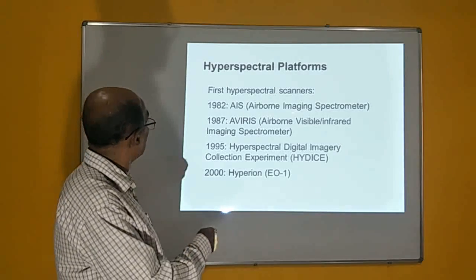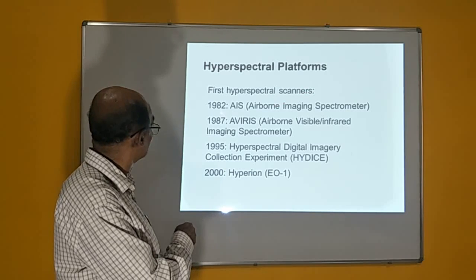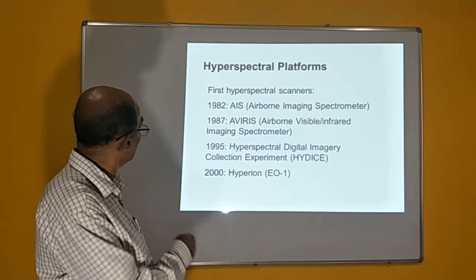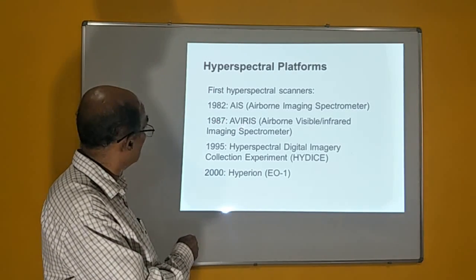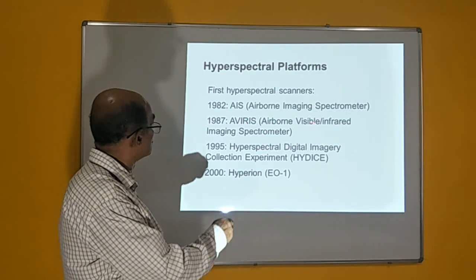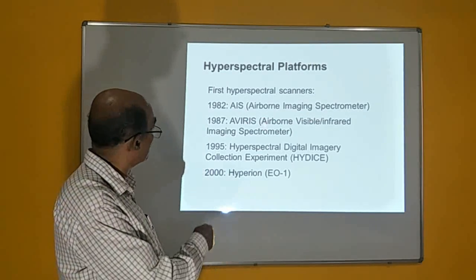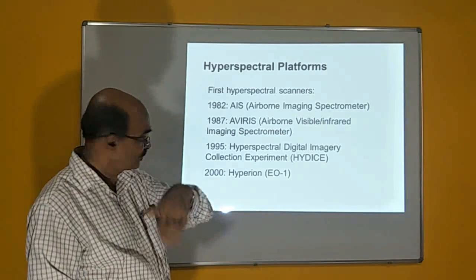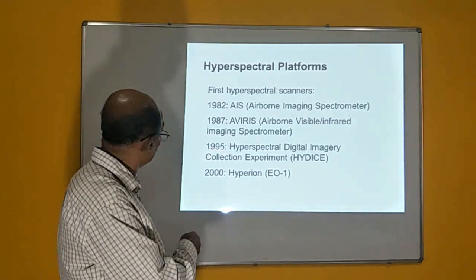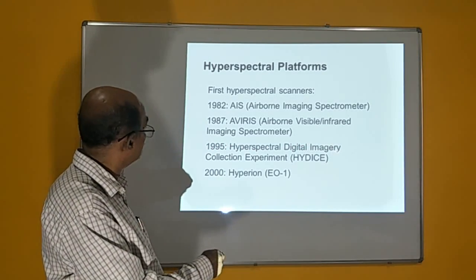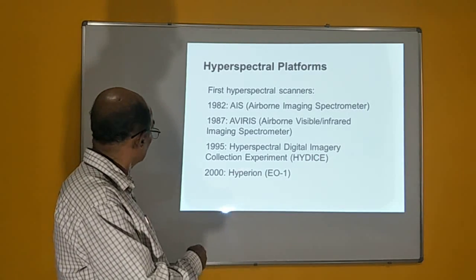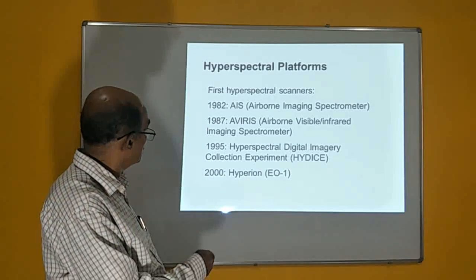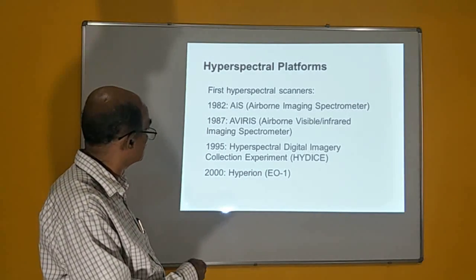See, we have hyperspectral platforms, first hyperspectral scanners. This was experimented during 1982, airborne imaging spectrometer. Then during 1987, AVIRIS airborne. See, the platform used here is airborne, not the space platform, but they used the visible and infrared region of the electromagnetic spectrum for imaging the surface features. Then during 1995, hyperspectral digital imagery collection experiment, HYDICE, then Hyperion Earth observation. See, most of these experiments were carried out by NASA of USA and other space agencies of USA.